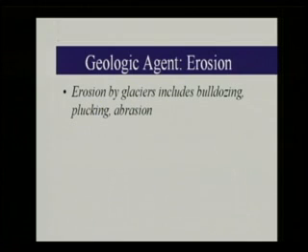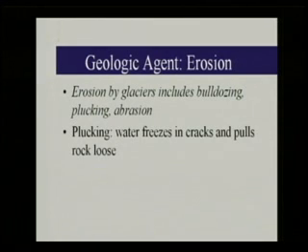Let's look at how glacial ice serves as a geologic agent by eroding, transporting, and depositing. All geologic agents erode, transport, and deposit. Erosion by glaciers includes bulldozing, plucking, and abrasion. Bulldozing is just what it sounds like. The glacier is pushing rocks in front of it like a big bulldozer. Plucking occurs when the water freezes in cracks and pulls the rock loose. This results in something known as a roche moutonnée, which means rock sheep in French.